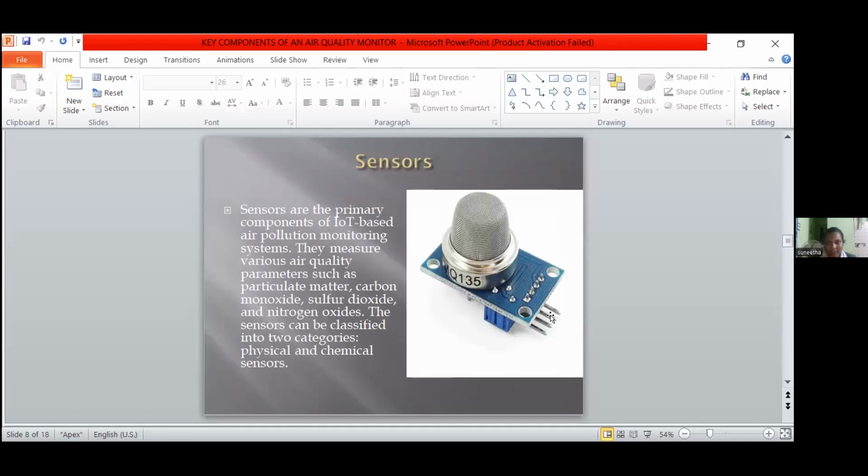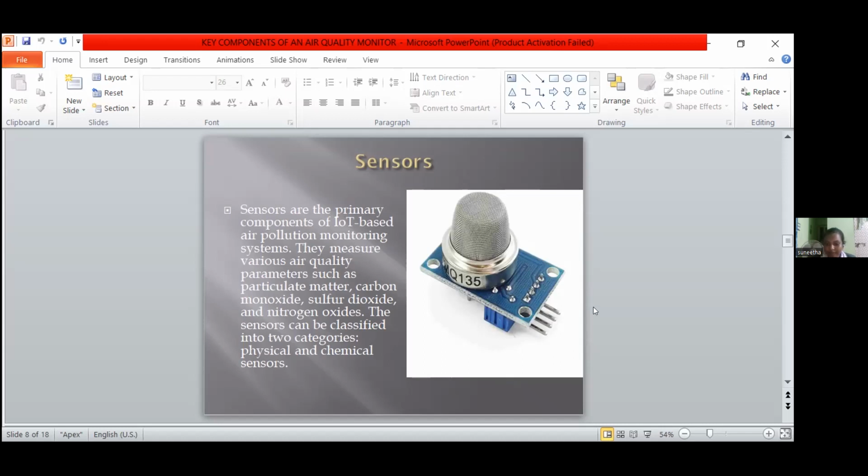And next one is sensors. Sensors are the primary component of an IoT based air pollution monitoring system. Sensors measure air quality parameters and particulate matter like carbon monoxide, sulfur dioxide, and nitrogen oxide. The sensors can be classified into two categories: physical and chemical sensors. Physical sensors are mainly used for measuring humidity and temperature, what we can touch and feel. Chemical sensors are used for measuring air pollutants and some particulate matter.